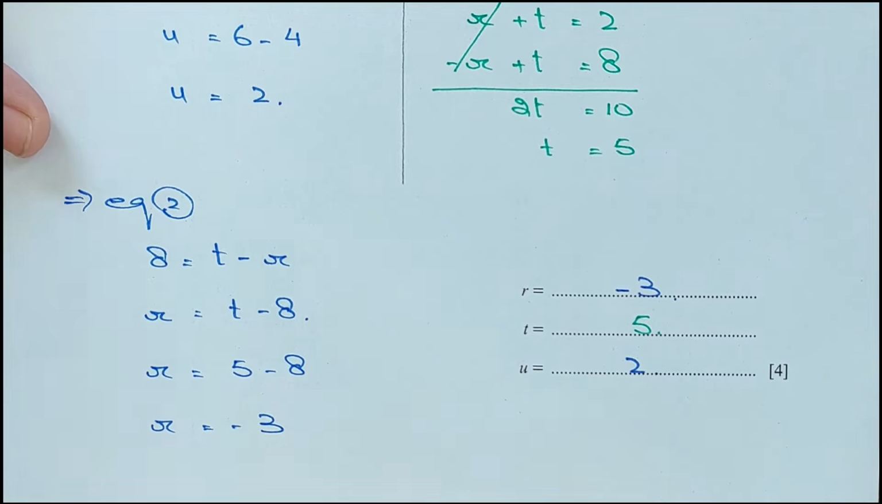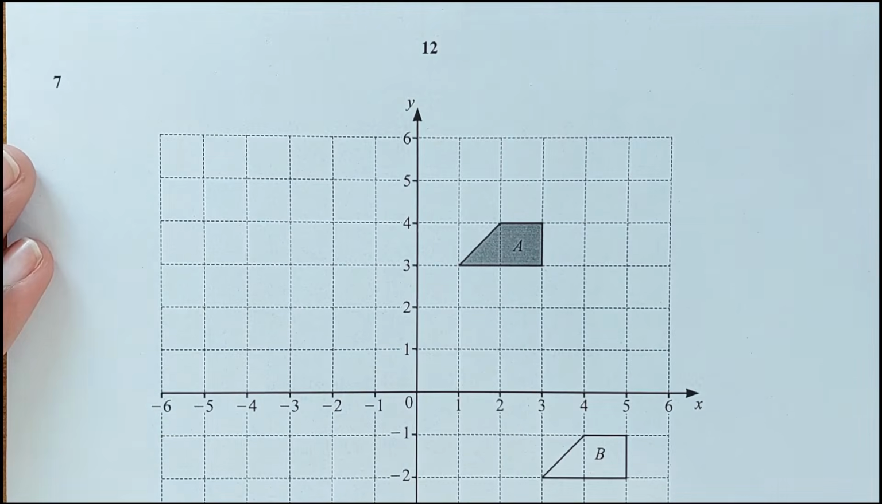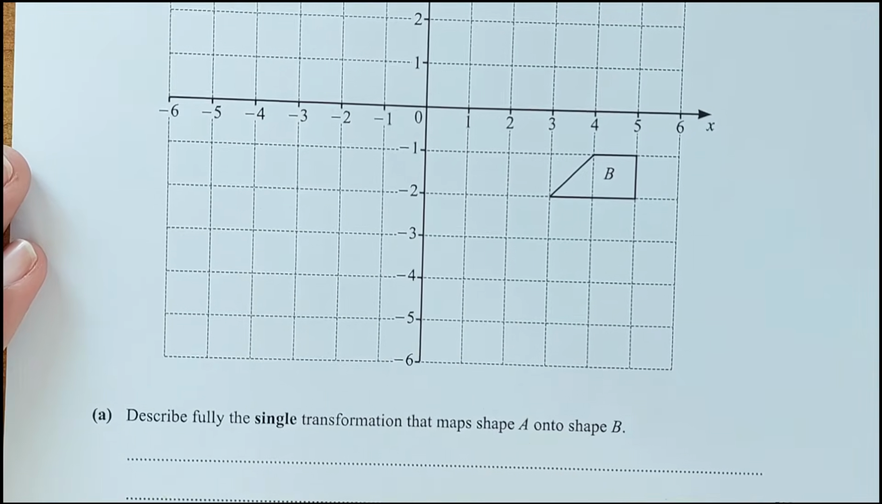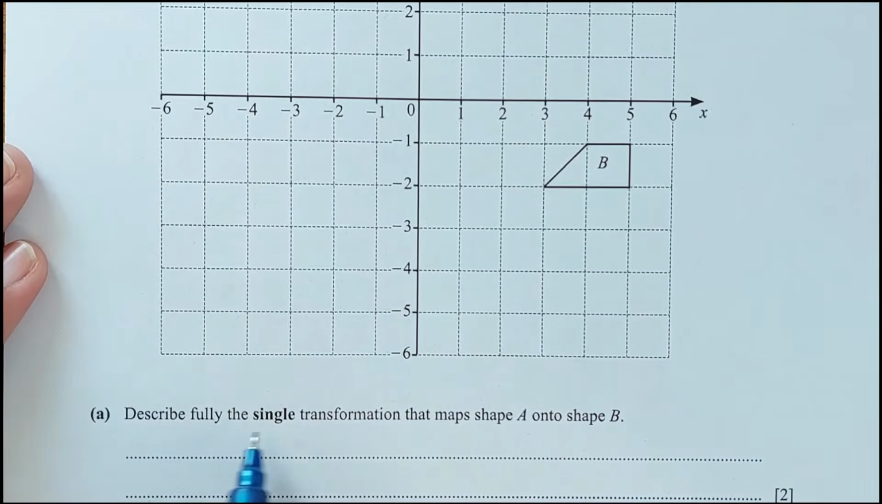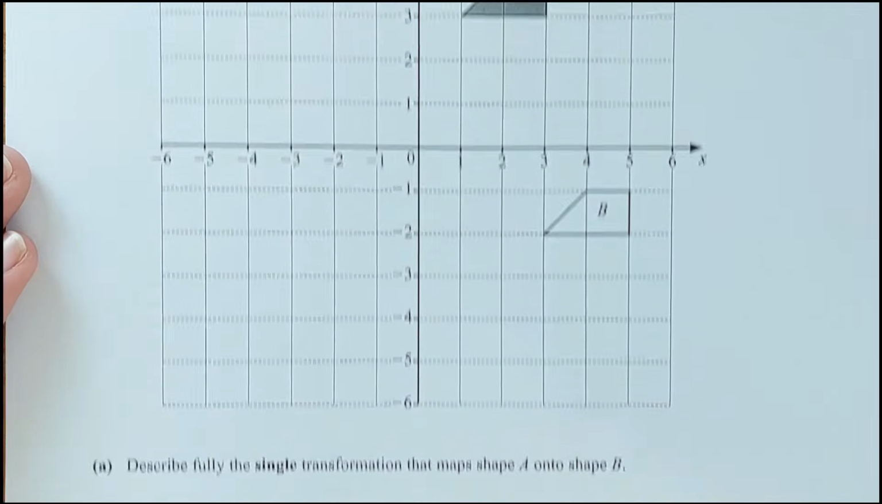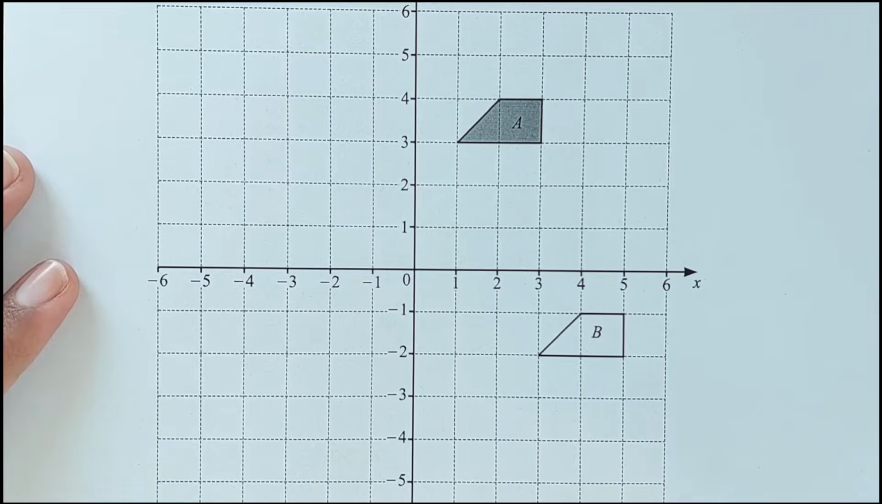So these are the unknowns r, t and u. Question number 7. Part A, describe fully the single transformation that maps shape A onto shape B. Okay, A onto B. What is the transformation? So it is a translation, right? You can see there is no rotation, no reflection, no enlargement.